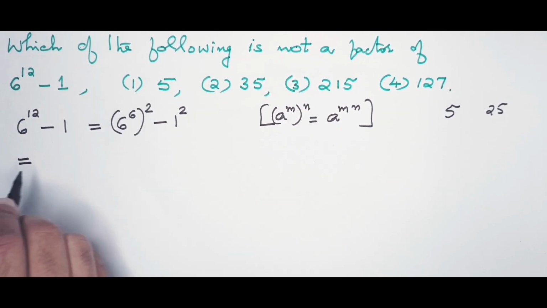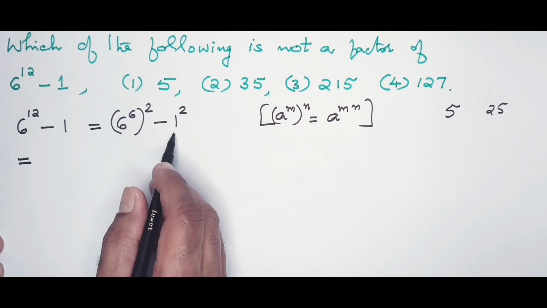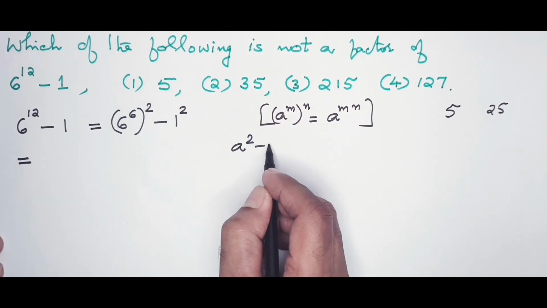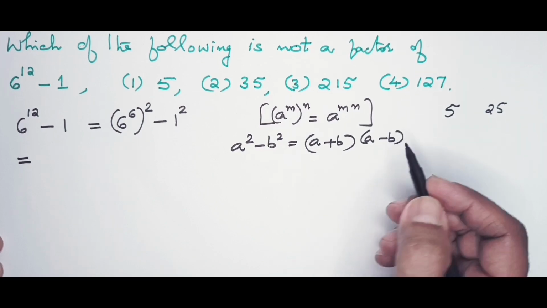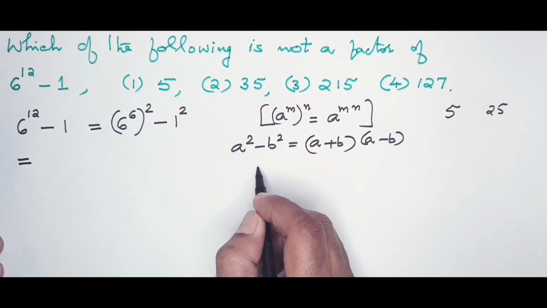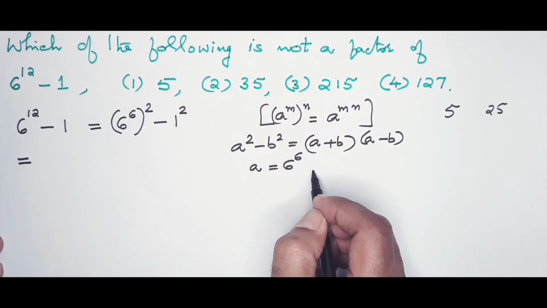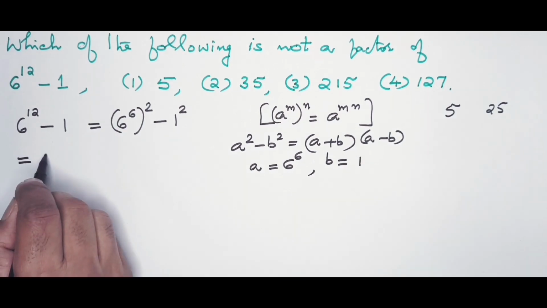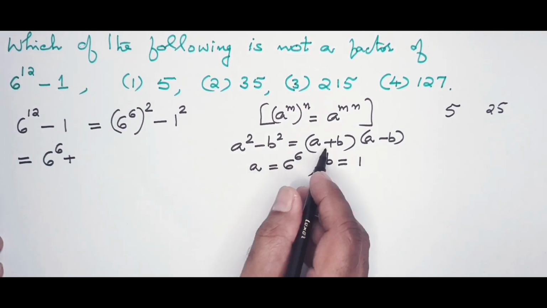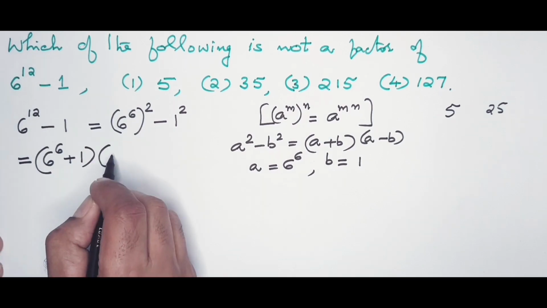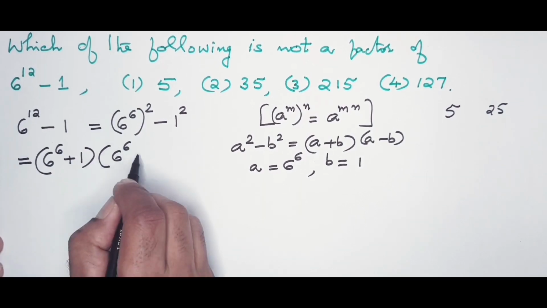In the next step, this is in the form a squared minus b squared. And we know that a squared minus b squared is (a plus b) multiplied by (a minus b), where a is 6 to the power 6 and b is 1. So you will get it expanded like this: (6 to the power 6 plus 1) multiplied by (6 to the power 6 minus 1).